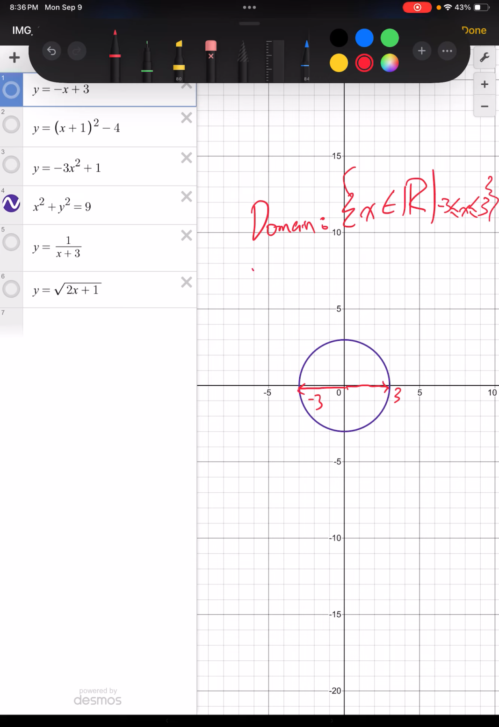And actually, the range is pretty much exactly the same. We have y, element of real numbers, such that y is between 3 and negative 3. What is y? It's greater than or equal to negative 3 and less than or equal to 3. Okay?